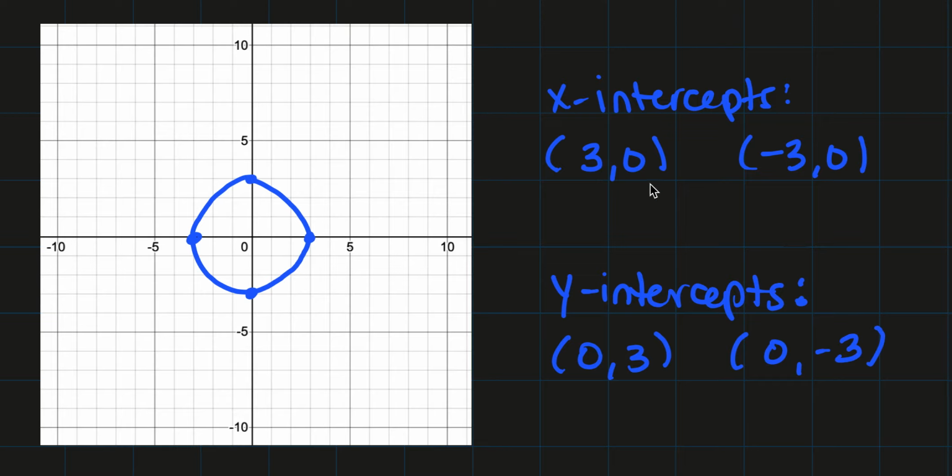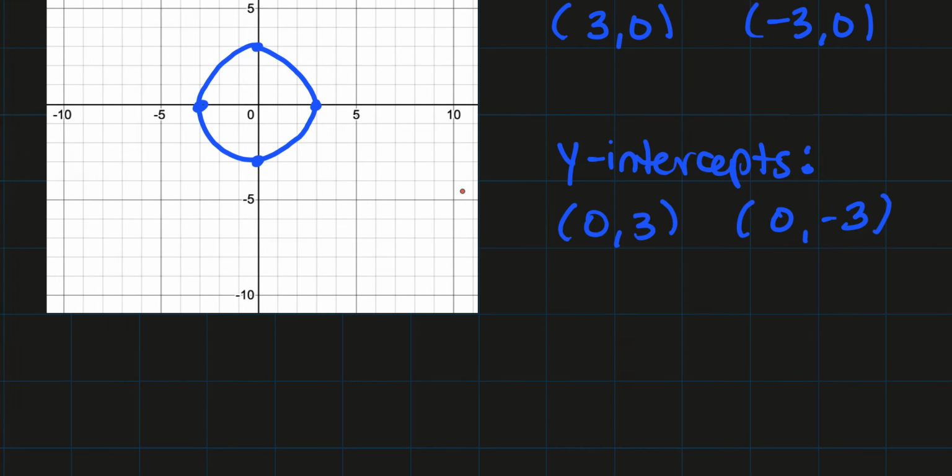Remember, you need to be careful of the order of these. If the x is a number and this one's forced to be 0, then they're x-intercepts, okay? And they go along the x line. When this number is something other than 0, you're going along the y-axis.